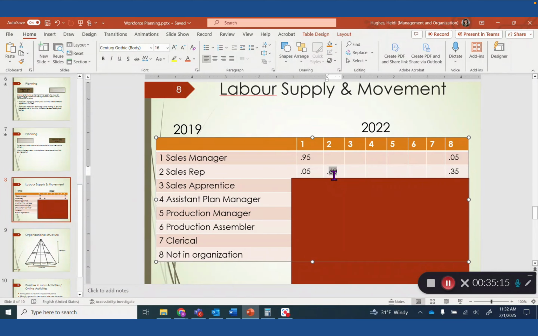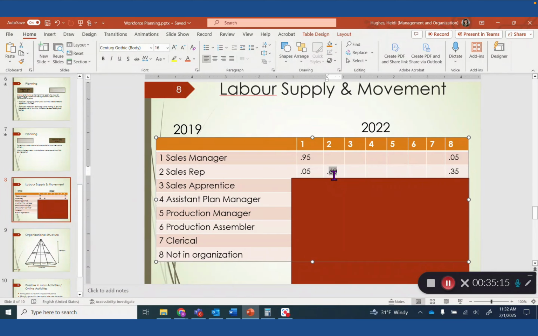We are promoting from our sales apprenticeship. So we promoted 20% up, so we've got 80% now. And let's just move that red box out of the way altogether. We are hiring in 20%. Right? So we've promoted 20%, and we've had to hire in 20%.